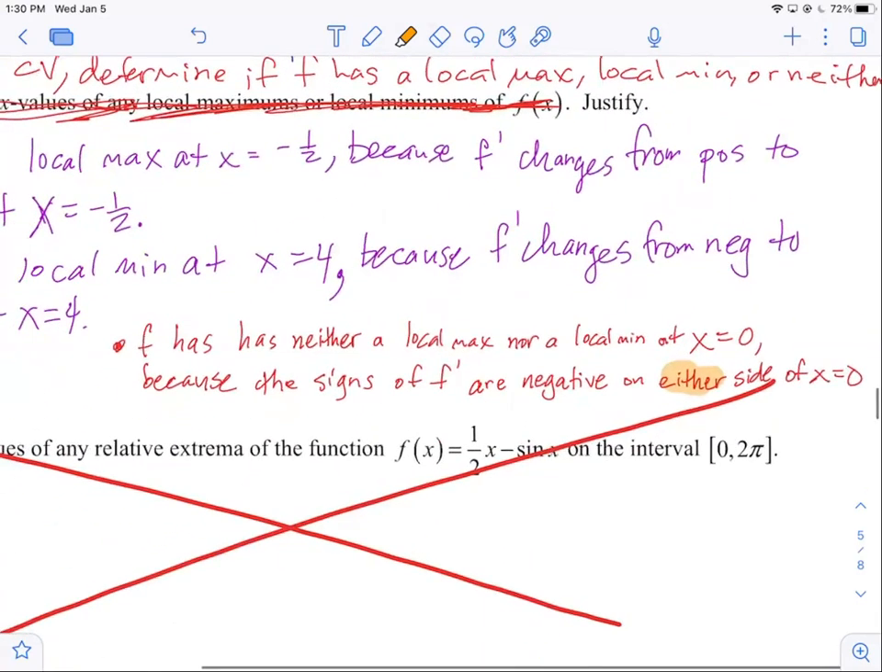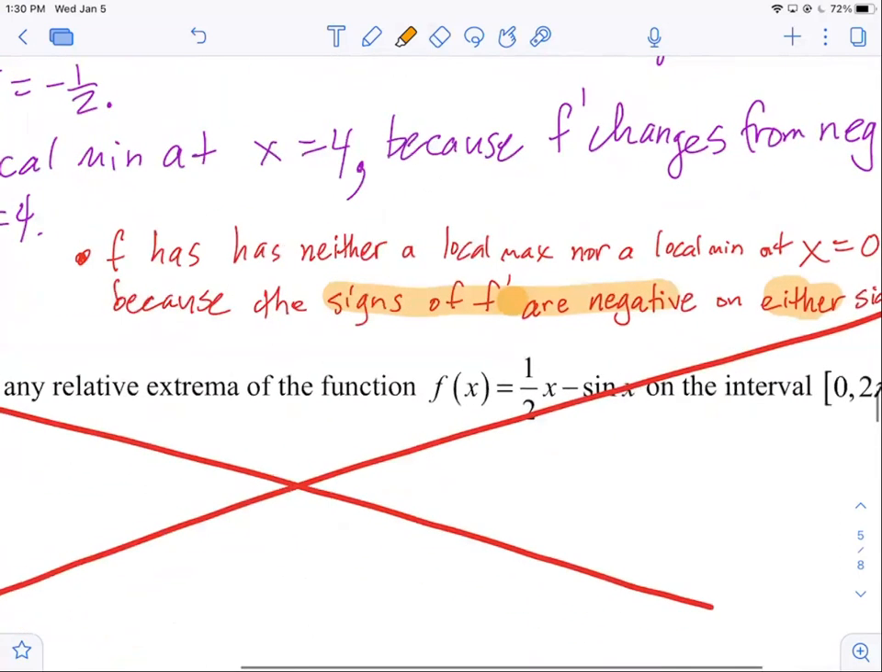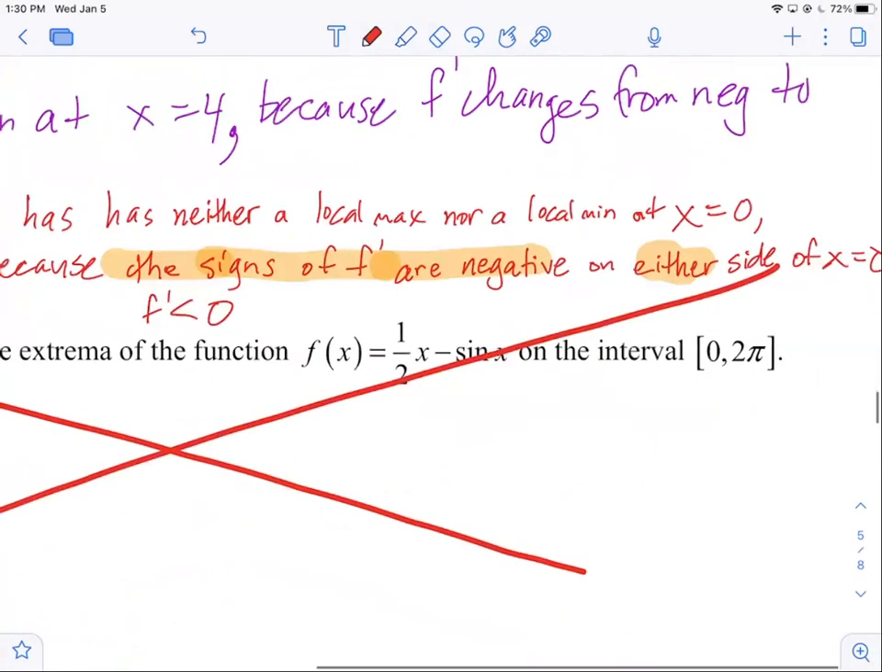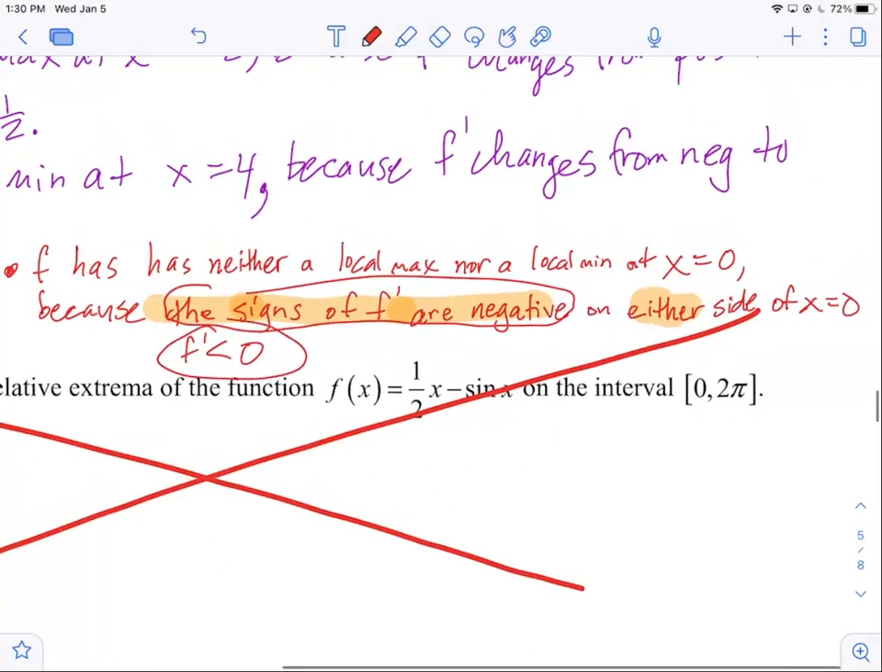Now, is there a faster way to write the signs of F prime are negative? Yeah, because F prime is less than 0. So yeah, this whole thing can be replaced with this. Are they both okay? Absolutely. When in doubt, write it out with words, right? But when you can, use the language of math, because it is a legitimate language, right?